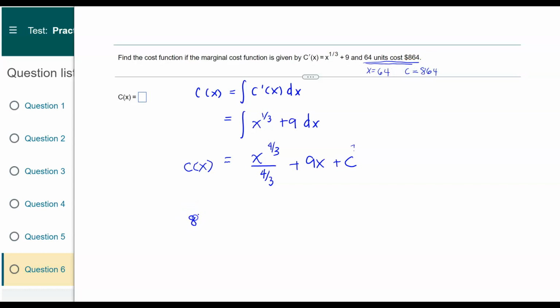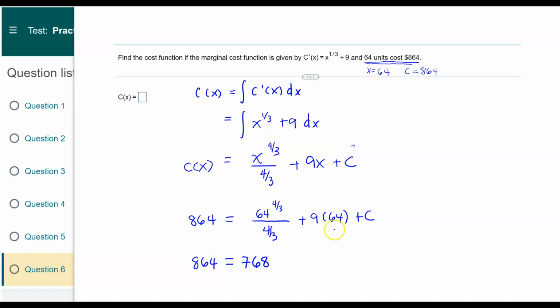So you have 864 here if x is equal to 64. So you have 64 to the 4/3 divided by 4/3 plus 9 times 64 plus c. Now go ahead and plug this into your calculator, and then you simplify this.